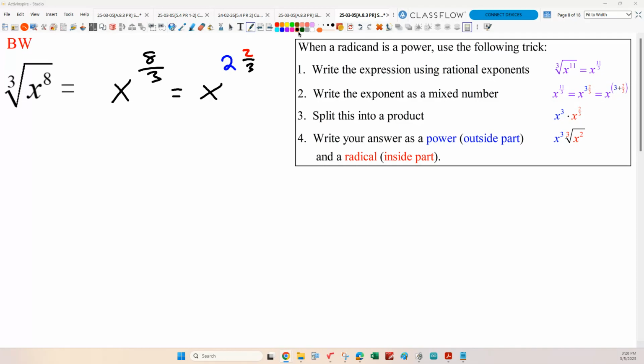So the whole number part is going to be the part that goes outside. So now we're just going to have an outside part and an inside part of our cube root, right? So the outside part is x squared, right? That's telling me the exponent that goes with x outside, and what goes inside? X squared, because the numerator tells me what's going to be the power that's inside my cube root, x squared. Okay, make sense?